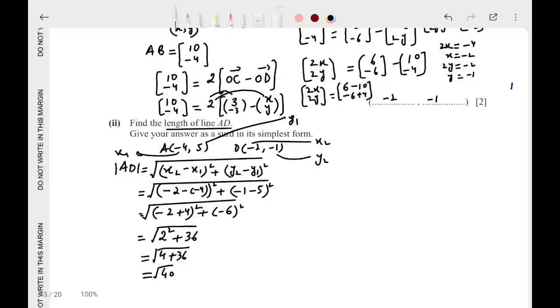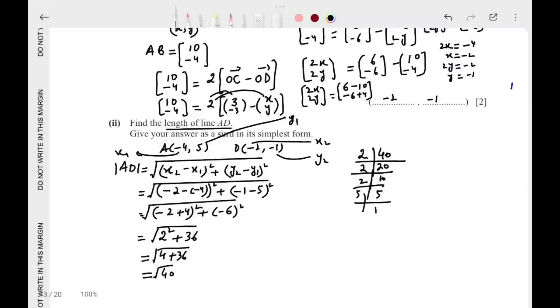But we have to give our answer in surd form, so we can find the prime factors of 40. We will start with the lowest prime factor, that is 2. 2 times 20 is 40, 2 times 10 is 20, 2 times 5 is 10, and 5 times 1 is 5.